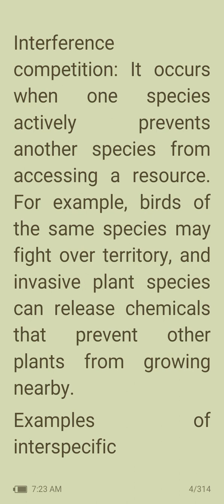This situation, like a plant releasing toxic material into the atmosphere, is termed as commensalism, like the negative interaction. The host is not affected, but the other plant is affected because of its toxic elements. So that is commensalism, and here interference competition is something where one species actually prevents another species from accessing a resource. For example, birds guarding territory and invasive plant species, etc.